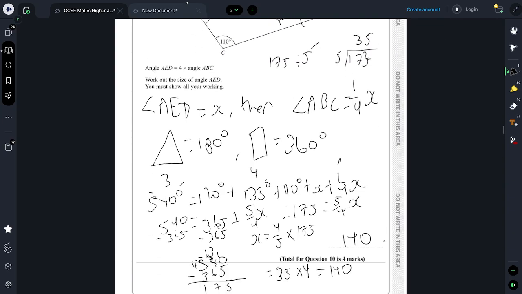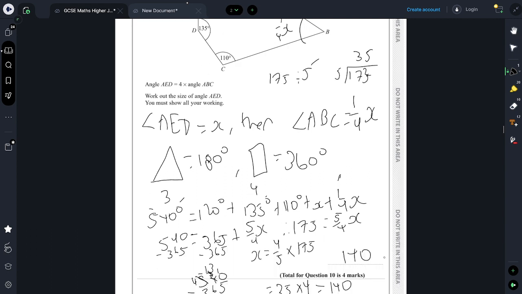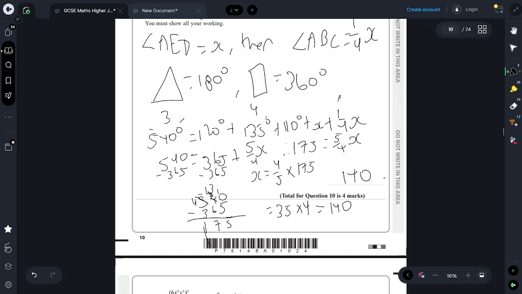I'd say the hardest thing with this is just getting through all the arithmetic and not making an error. But you can make sure you don't make an error by using mental methods like this: bus stop method, column addition, subtraction, vice versa.